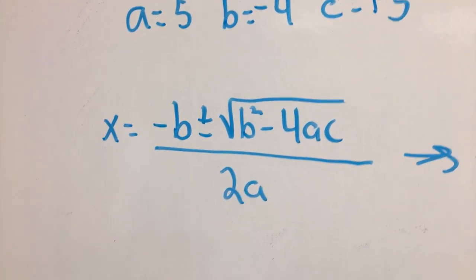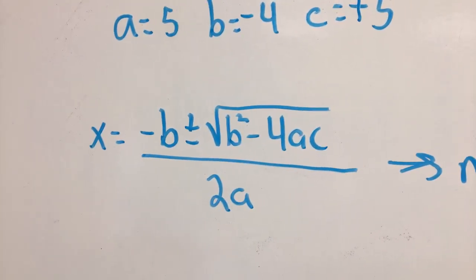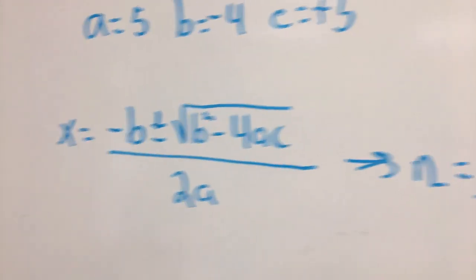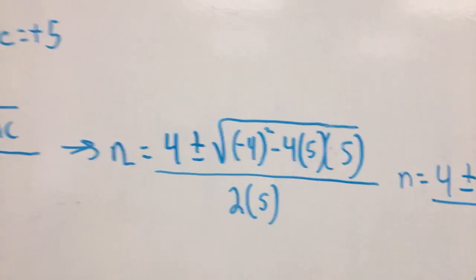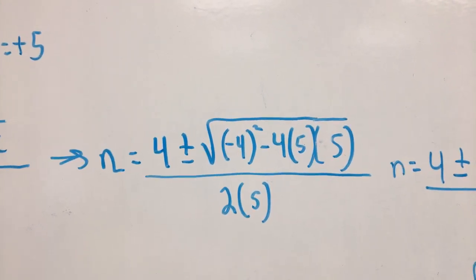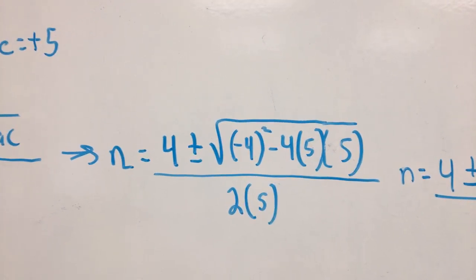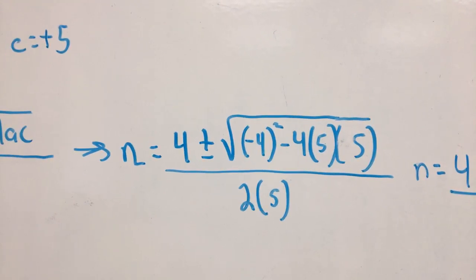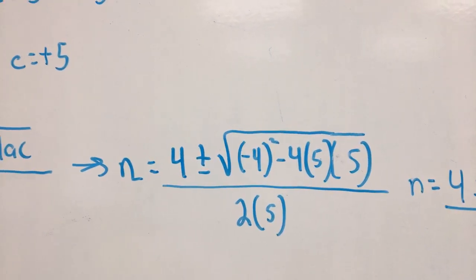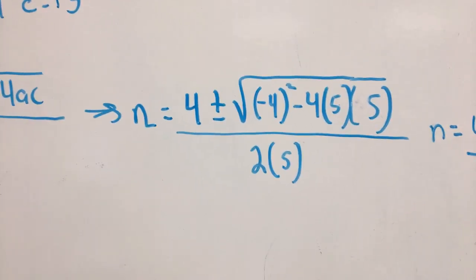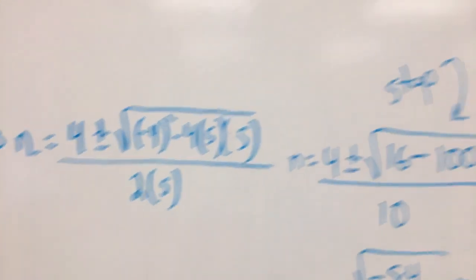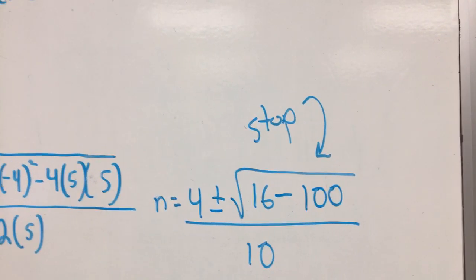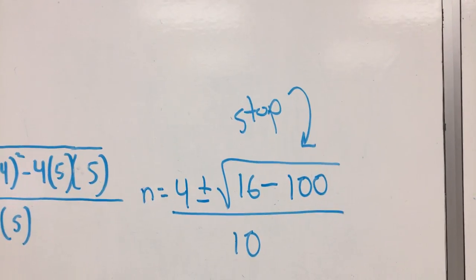Okay, now, when you plug this into the quadratic formula, there it is. Remember that. x is equal to negative b plus or minus the square root of b squared minus 4ac all over 2a. All right, now, for us, I know we're dealing with an n, so I put an n in there. The opposite of negative 4 is positive 4, plus or minus the square root of negative 4 squared minus 4 times a times c, 5, all over 2 times a, okay? And you plug that in, look what you get. You get 4 plus or minus the square root of 16 minus 100 over 10.